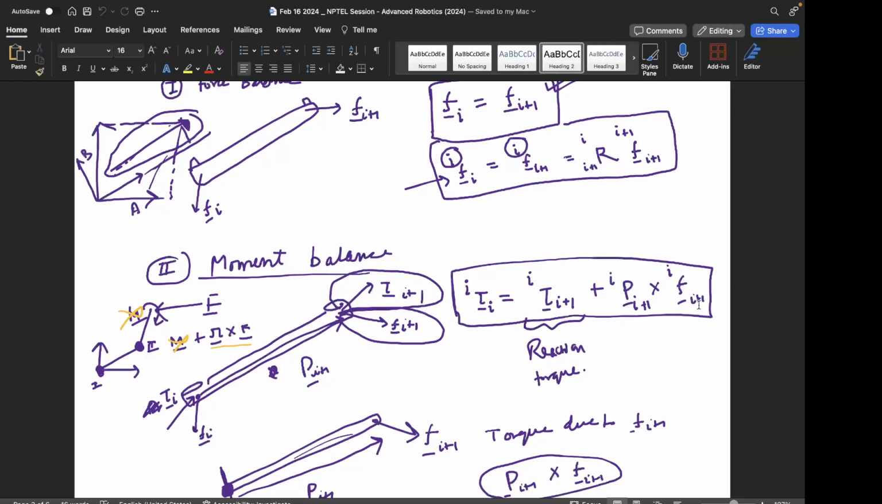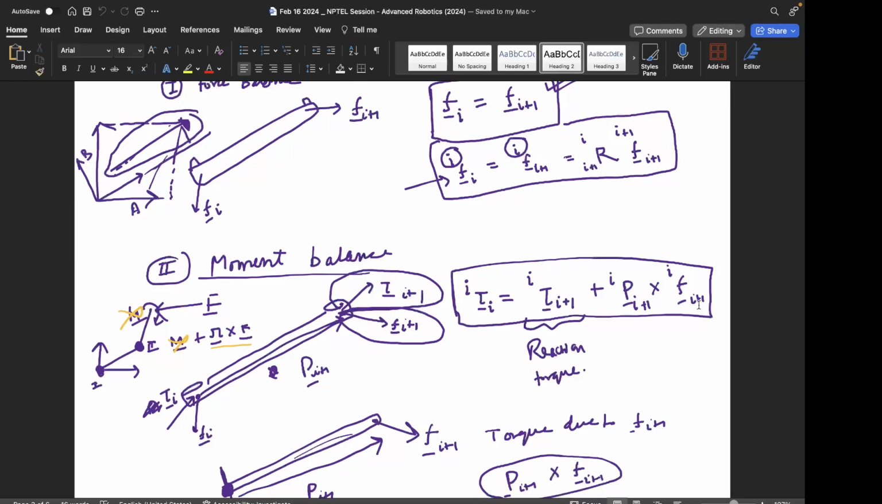At joint 3, there will be no reaction torque, only the moment due to the force at the end effector, right? That will be done. Then you come to joint 2. At joint 2, there will be a reaction torque due to the torque at joint 3 and a moment due to the force at joint 3. So that is the total torque at joint 2.